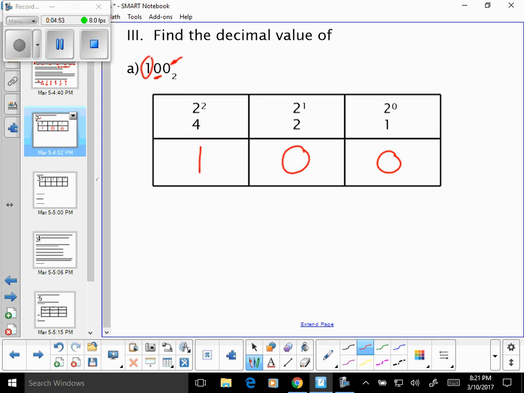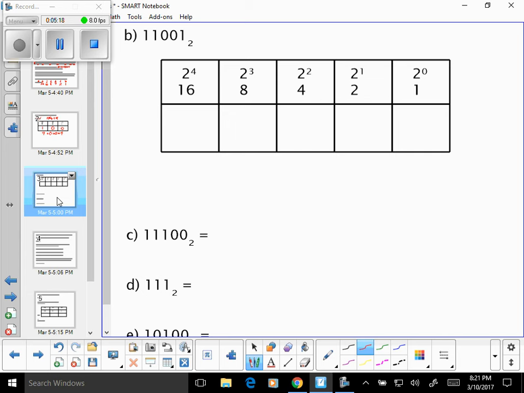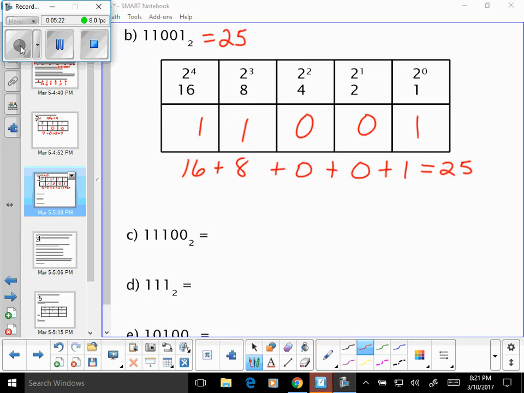So how do I figure out the decimal value? I have a 4 plus nothing plus nothing. If I add them up, I get 4. So the binary number 100 in base 2 actually equals the decimal number 4. Hit pause and see if you can figure out B. Would you come up with a decimal value of 25?